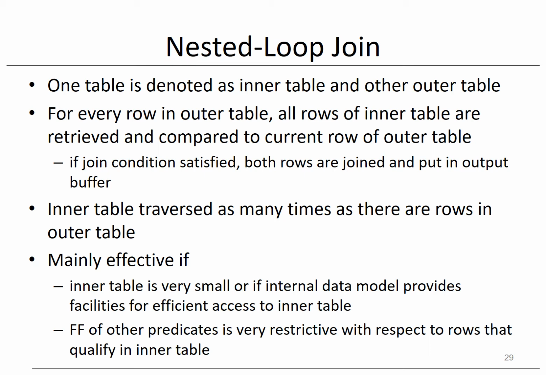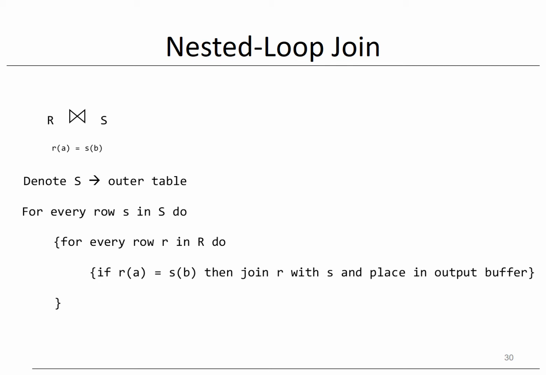Therefore, this approach is mainly effective if the inner table is very small or if the internal data model provides facilities for efficient access to the inner table, such as by means of a primary or clustered index over the joined columns of the inner table. This approach is also more efficient if the filter factor of the other query predicates is very restrictive with respect to the rows that qualify in the inner table. You can see the algorithm outlined here.